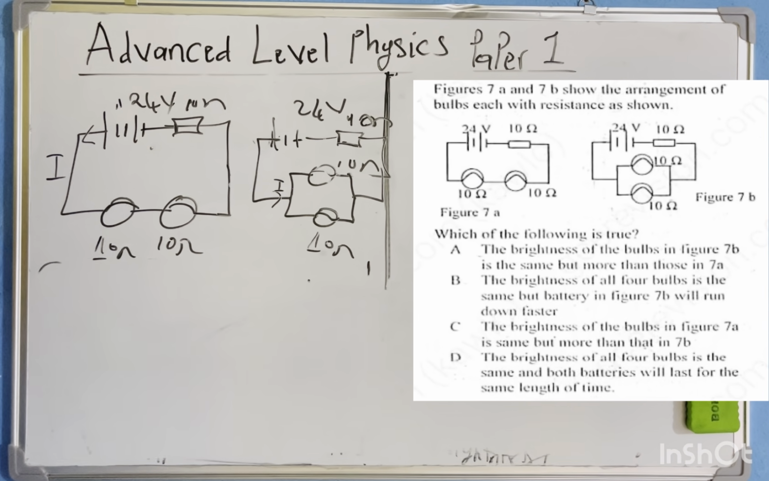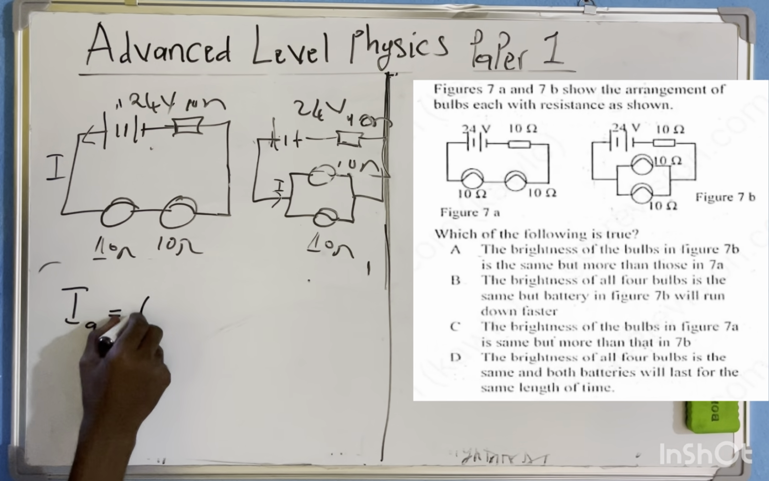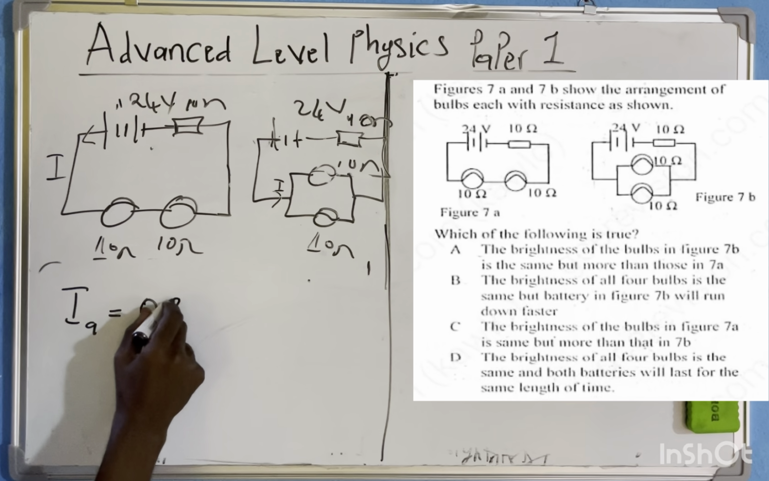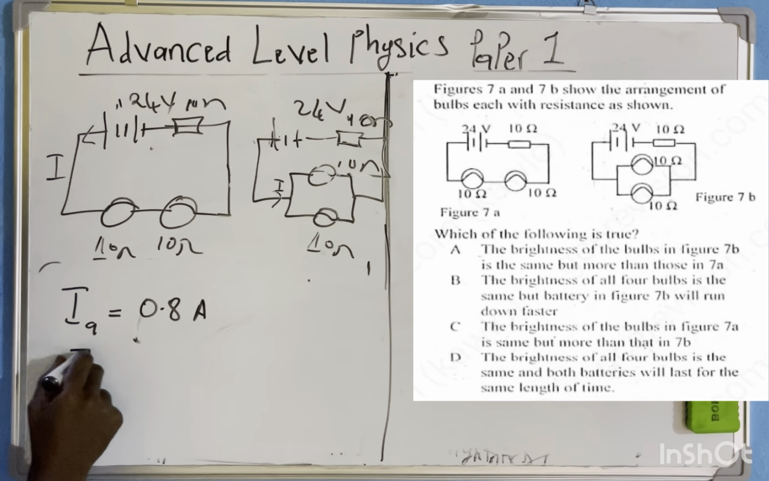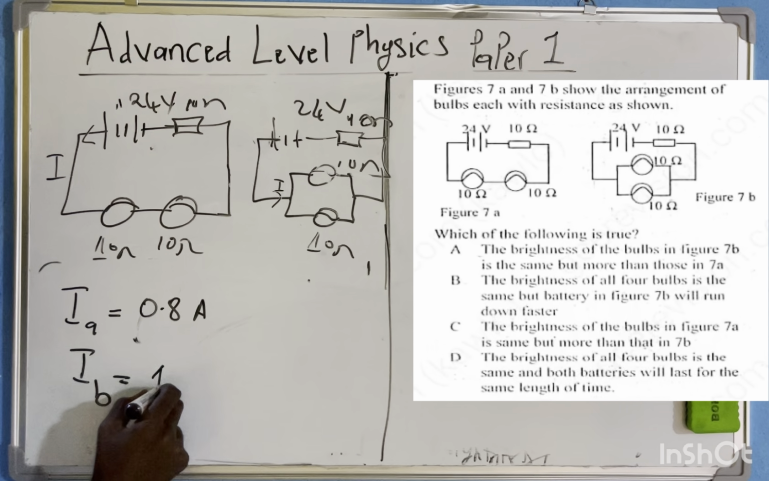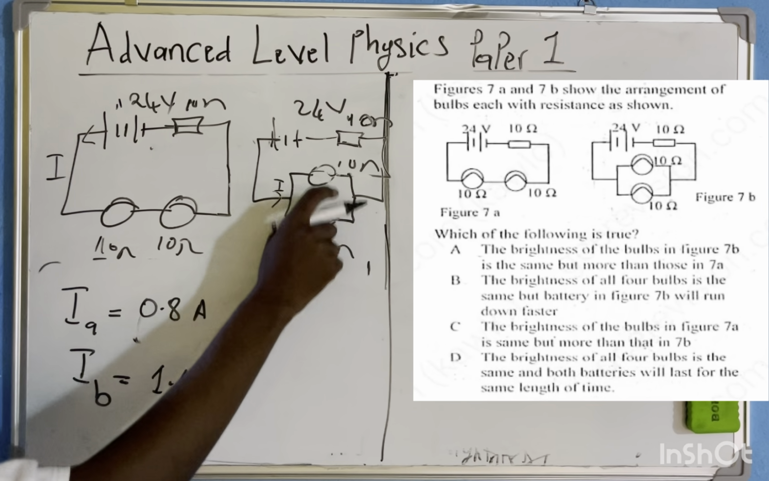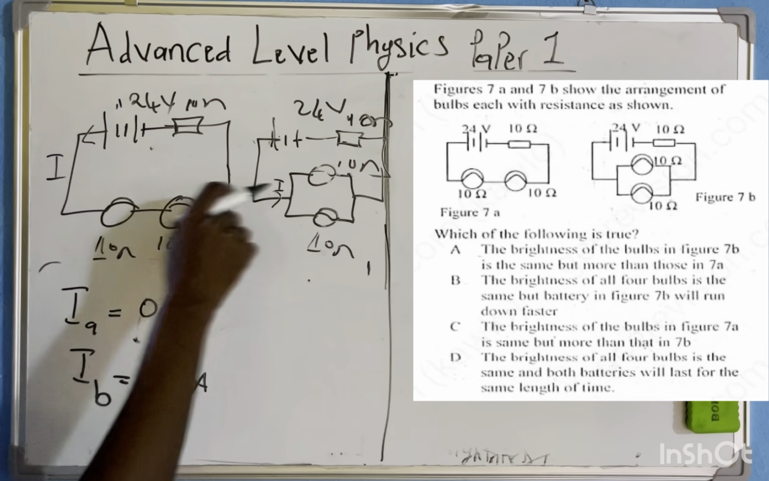The brightness of all the 4 bulbs is the same, but the battery in figure B will run down faster. Okay, you should look up the current. The current for figure A, if I remember, was 0.8 amperes, and the total current flowing in the circuit for figure B was 1.6 amperes, before dividing to find the current flowing in each of these bulbs.